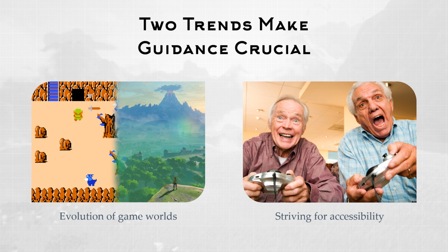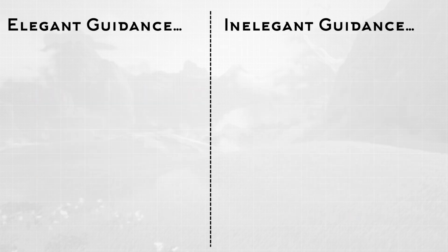The difference between good and bad player guidance is usually referred to as a difference between elegant and inelegant guidance. Elegant guidance usually means that you implement subtle techniques that guide the player without them really noticing it, so they're just intuitively making the right choices on where to go.